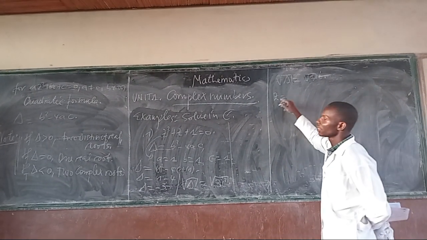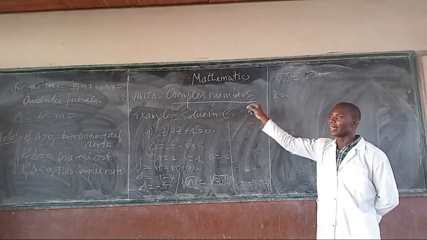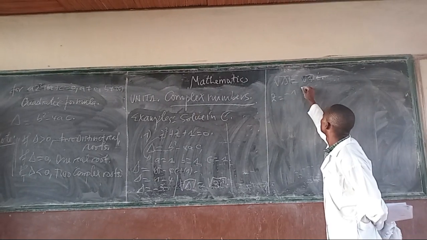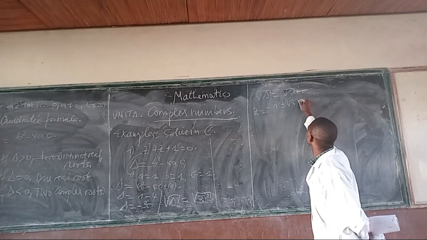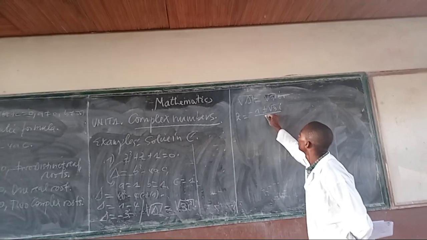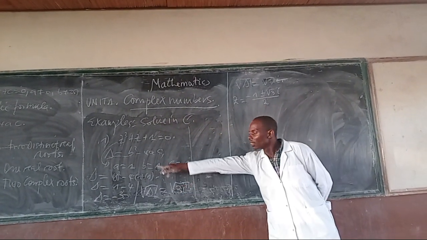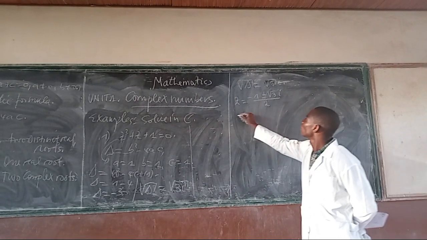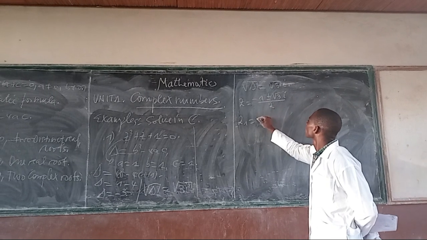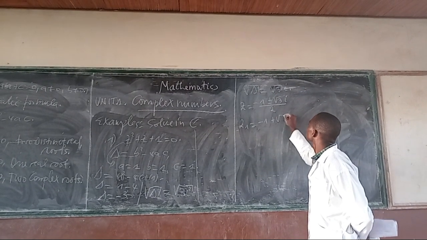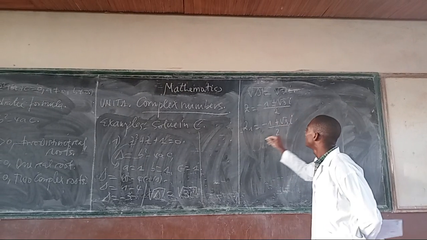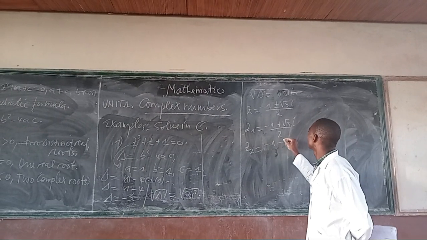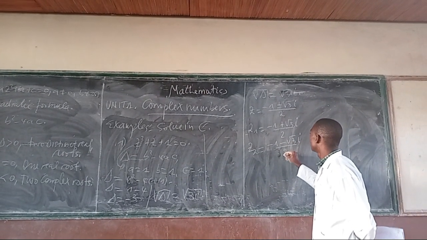We can say that z is equal to minus b, negative b is negative 1, plus or minus the square root of the determinant, which is the square root of 3 i, over 2a, and 2a is 2 because a is equal to 1. Now we find that our z1 is equal to negative 1 plus root 3 i over 2, and z2 is equal to negative 1 minus square root of 3 i over 2.